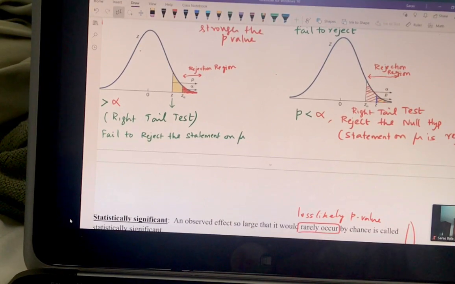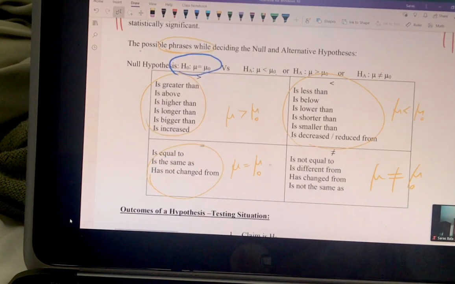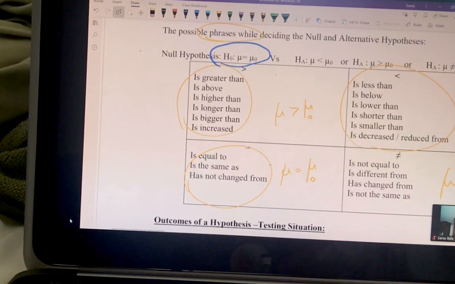So now the last piece of information is how are we going to identify the alternate hypothesis? You will be given some kind of hint in your problem. If it is less than, then your problem will have keywords saying less than, below, lower than, shorter than, smaller than, decreased, reduced. These are all the keywords that you will see in your problem associated with the less than sign. And for the greater than sign, you will have greater, above, higher, longer, bigger, increased. These are all the keywords that will associate with your alternate hypothesis.